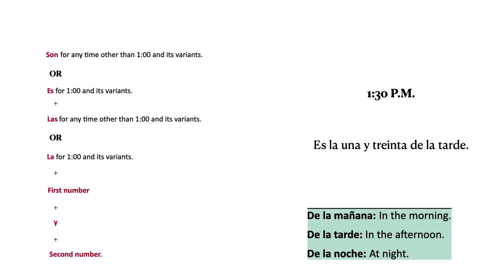Let's put it to use. Let's say, for example, that it's 1:30 p.m. Let's follow the rule. It's 1. Do I say son or es? I say es, because it's 1. So I start with es. Next step: it's either las or la. I choose la because it's 1. So es la. Then I say the first number, una. Then I say y. Then the second number, 30. Es la una y 30. And if I want to be specific about p.m., I say de la tarde. Es la una y 30 de la tarde.